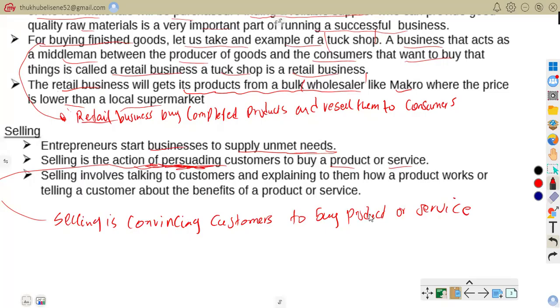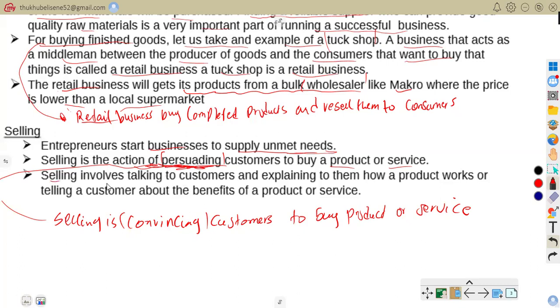For example, a salesperson explains why a particular washing powder is effective. Once he or she explains that, it means he wants to persuade, to convince the customer to buy that product, that washing powder. So hope we are together, people.